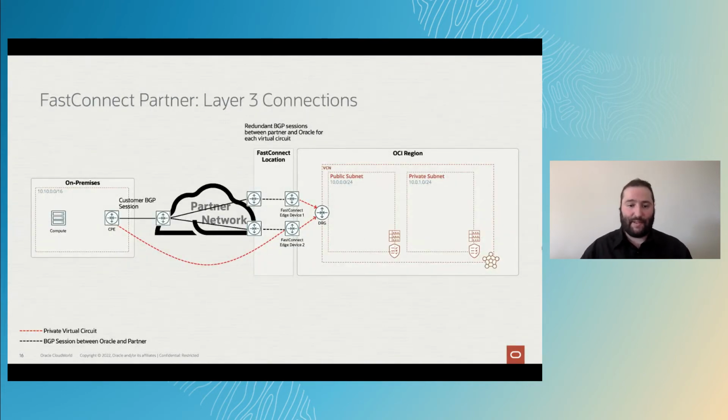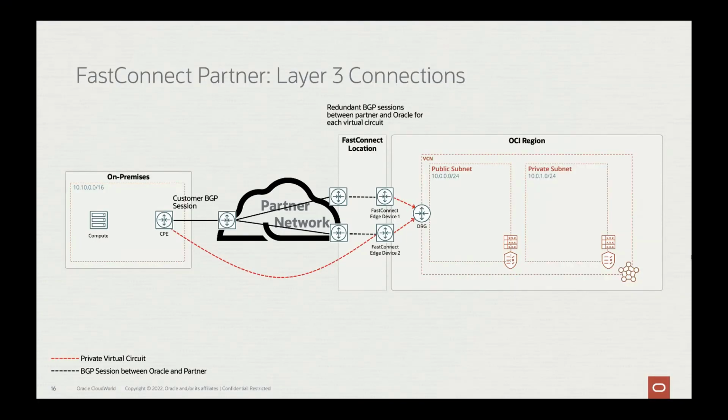So this is what this looks like in the diagram. Again, we have a partner network, and we have a single logical virtual circuit through that partner network. We're going to have a single BGP session that's going to be directly between your CPE and the partner edge. And there will be separate BGP sessions between the provider edge devices and the FastConnect edge devices. In this case, we have two physical connections, two different cross connects going between two different provider edge and FastConnect edge devices on the right, and each one will be running a BGP session.